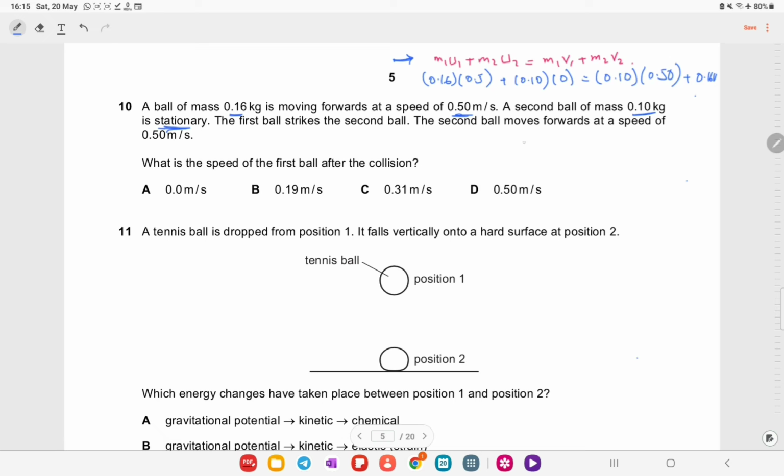So if you do the calculations on the calculator, it's going to be 0.03 divided by 0.16, which is going to be v1, and it is approximately 0.1875, which is again 0.19. So option B would be your right answer.